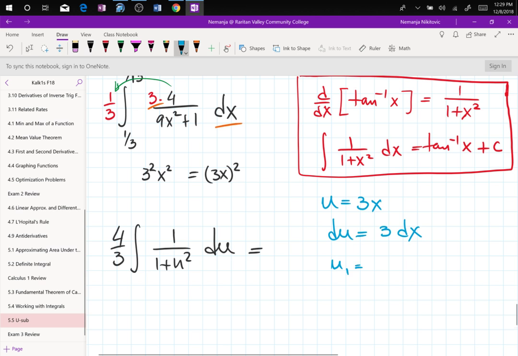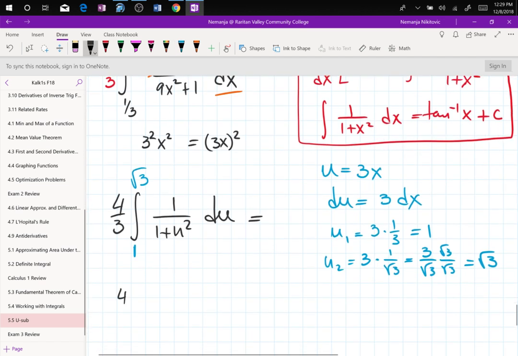My u1 is going to be 3 times 1/3, which is 1, so that's the bottom limit. And then u2 is 3 times 1 over root 3, which is 3 over root 3, and then we rationalize, so the whole thing is just root 3 on top, because root 3 times root 3 is root 9, which is 3, and they cancel. So now I have 4/3 inverse tangent of u computed from 1 to root 3.